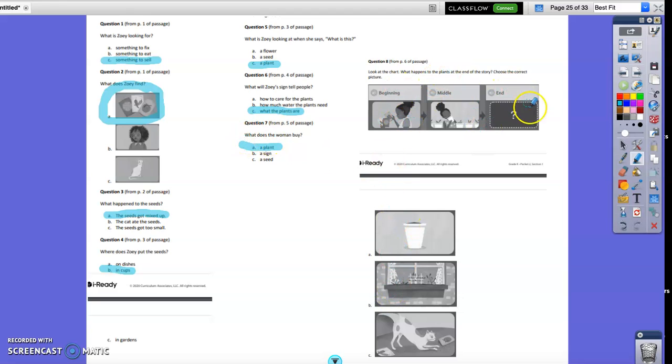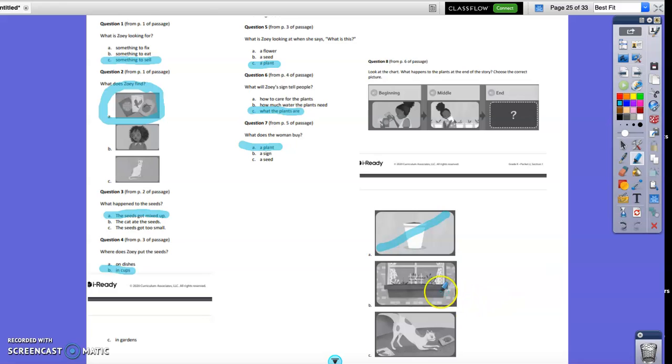All right, and question 8. This is beginning, middle, end. Then the beginning. What happened in the middle? And now we need to find out what happened in the end, okay? So in the beginning, it looks like Zoe was finding her seeds, right? Then she was planting them and they were growing. So what is happening at the end? Is she planting them again? Well, that can't be it because they're already growing in this picture. So we know it's not this one.